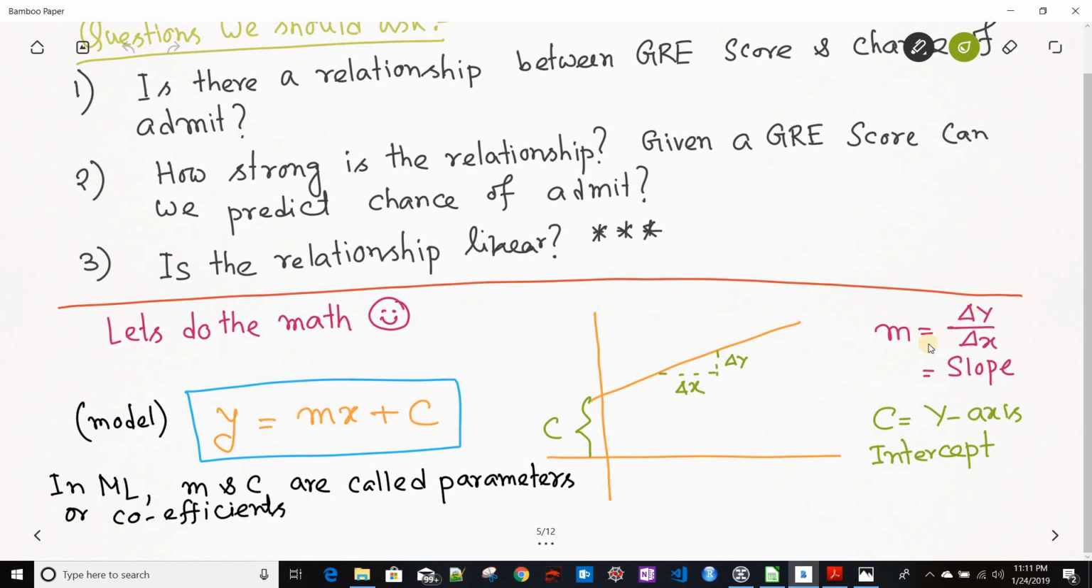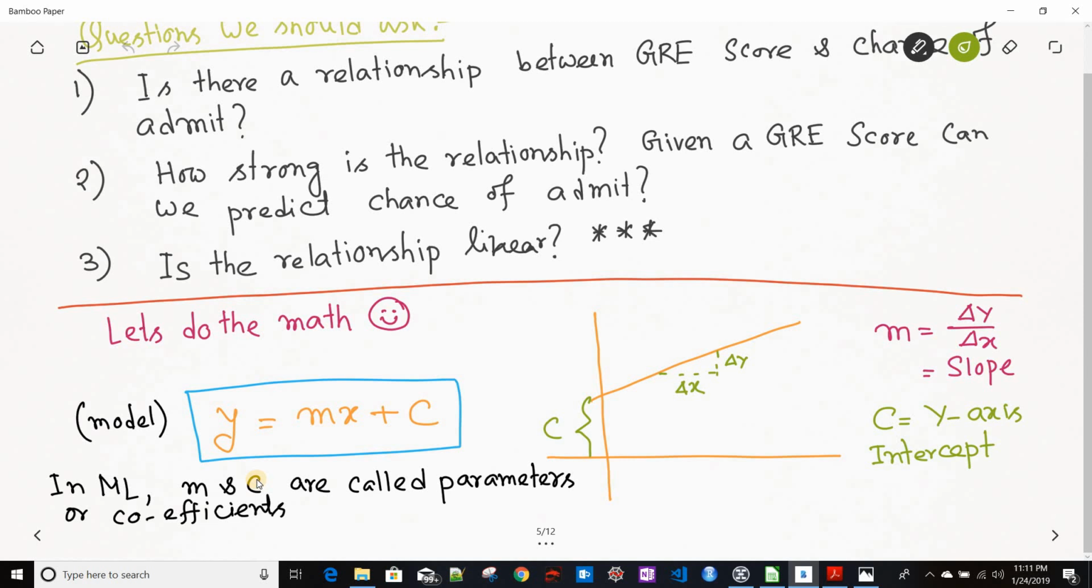Now where m is the slope of the line. Slope means if I want to go from one point to another point, what is the y value changing? Okay, and the change of y divided by the change of x. We'll discuss slope in detail in a later part of this tutorial as well. Okay, and c is the intercept, right, over here, like where it is intersecting with the y-axis. Okay, in machine learning, this m and c are called parameters or coefficients of the model.